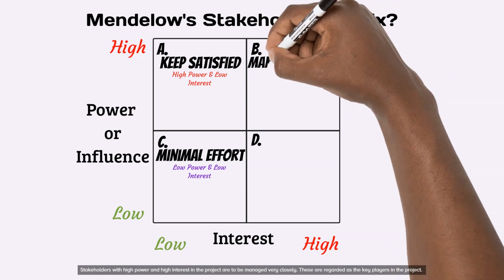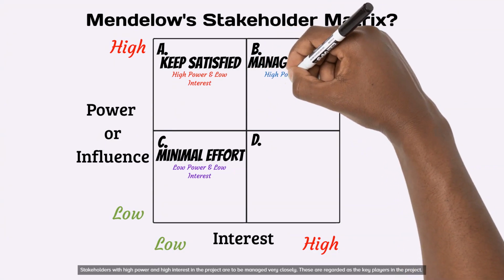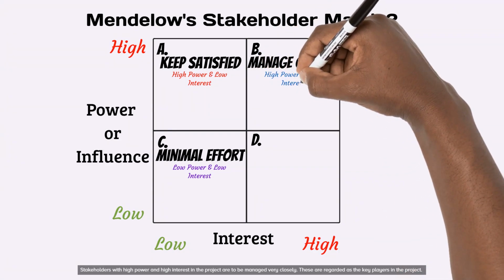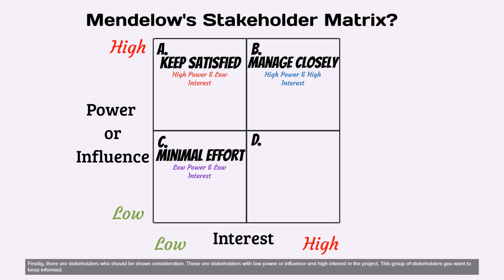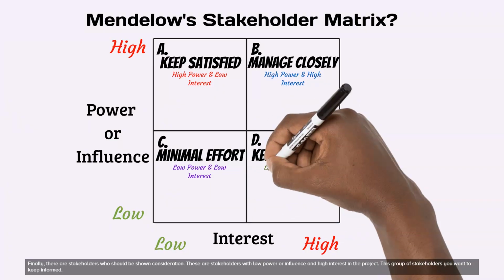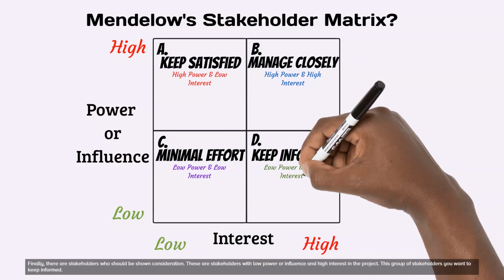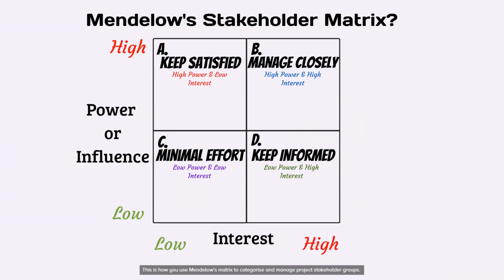Stakeholders with high power and high interest in the project are to be managed very closely. These are regarded as the key players in the project. Finally, there are stakeholders who should be shown consideration. These are stakeholders with low power or influence and high interest in the project. This group of stakeholders you want to keep informed. This is how you use Mendelow's Matrix to categorize and manage project stakeholder groups.